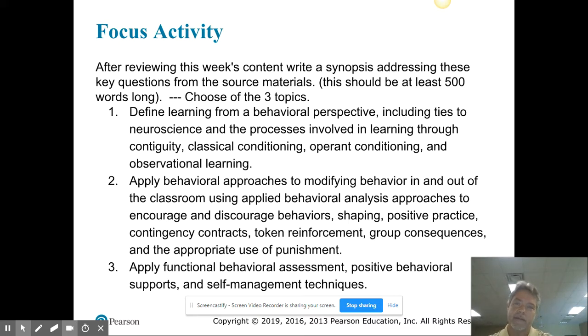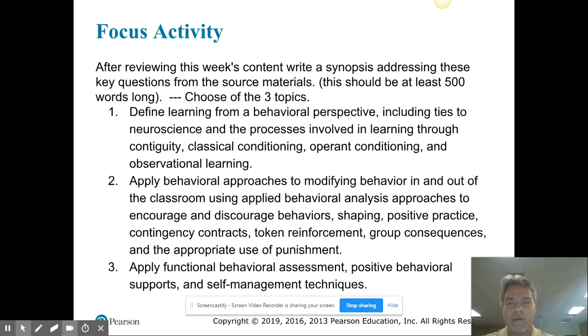This is a focused activity. I'm going to put it at the end, but also I'm going to show it at the beginning as well. After we review the content and you look over the materials, you're going to choose two of these three. Of the three topics, you're going to choose two of them and write up to a 500-word component addressing the objectives of each one. The first one is defining learning from a behavior perspective, include ties to the neuroscience and the processes involved in learning through the four methods that are shown there.